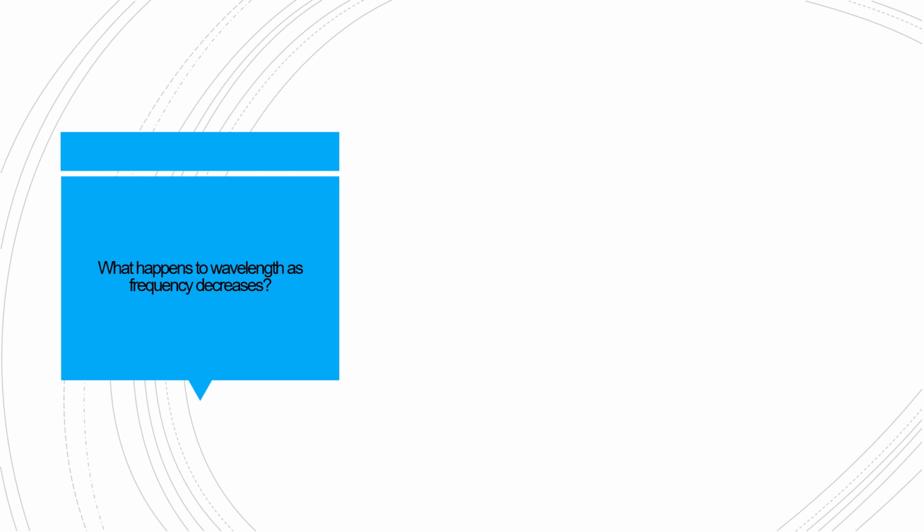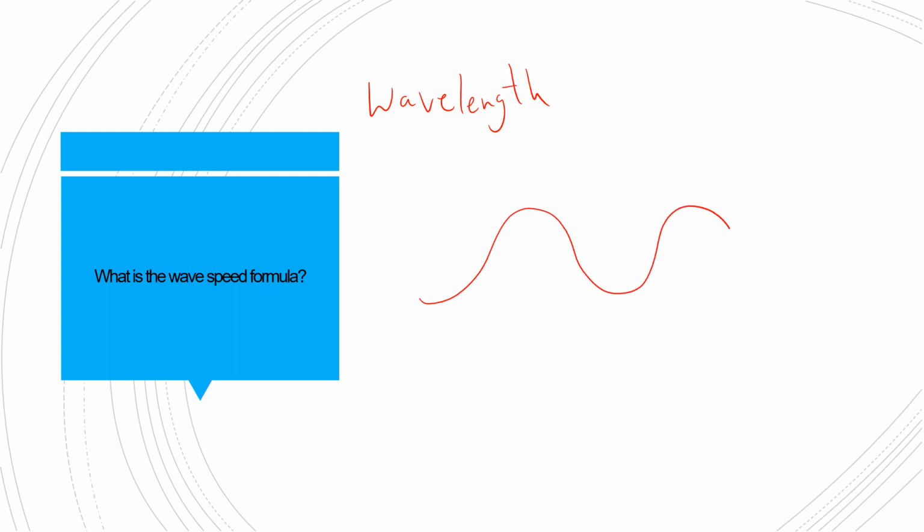So the first question here is, what happens to wavelength as the frequency decreases? We need to remind ourselves that when we look at waves, there are two important characteristics. The first is what we call the wavelength. To show you what that looks like, you want to measure from two identical parts of the wave. Here we have two crests. I'm going to measure that distance, and let's say for example that this distance was 2 meters.